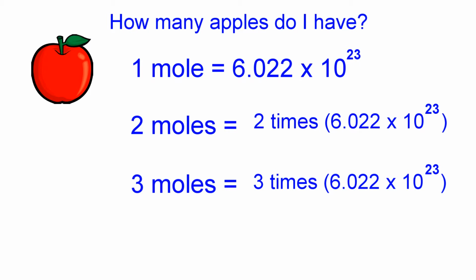So if you have 1 mole of apples, you have 6.022 times 10 to the 23rd apples. And if you have 2 moles of apples, you have 2 times 6.022 times 10 to the 23rd apples. And if you have 3 moles of apples, you have 3 times 6.022 times 10 to the 23rd apples.